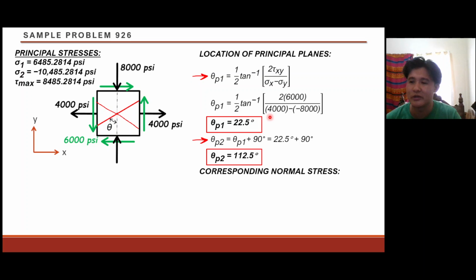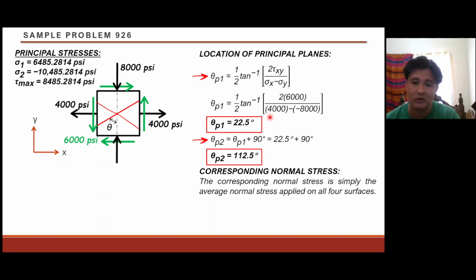So another thing na pwede kong ipahanap sa inyo ay yung corresponding normal stresses. So what is the corresponding normal stress? So the corresponding normal stress is simply the average normal stresses applied on all 4 faces. So we have 4 faces dito, di ba? Meron tayong dalawang 8K na compressive, so negative 16K. Tapos meron tayong dalawang 4K na tension, so we have 8,000 PSI. So kunin lang natin yung average ng mga stresses na yan.